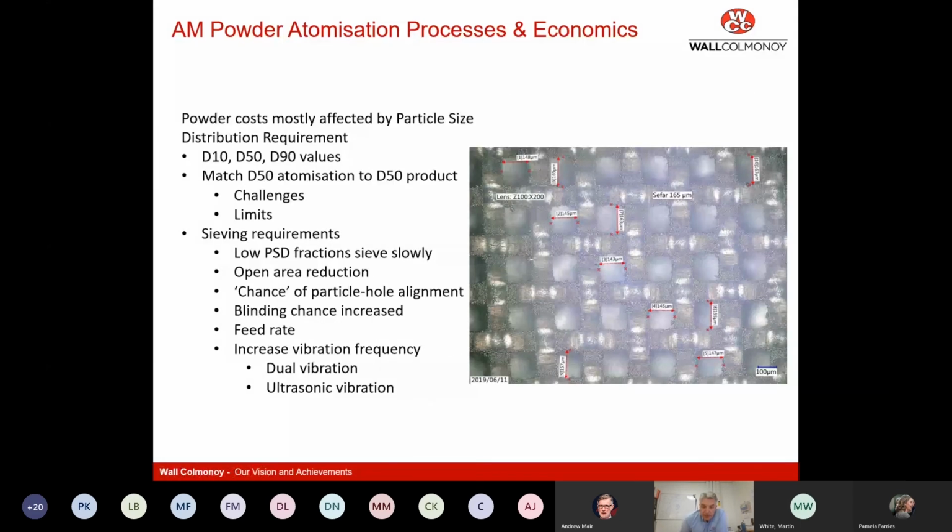So, as I've said before, we need to make sure that all of the powder particles are within a certain range. We do that by what we call screening. So we try to target a D10, a D50 and a D90 value. That means that at D10, 10% of the powder particles are less than that size. D50 is the median value, and D90 is where 90% of the particles are smaller than a certain size.